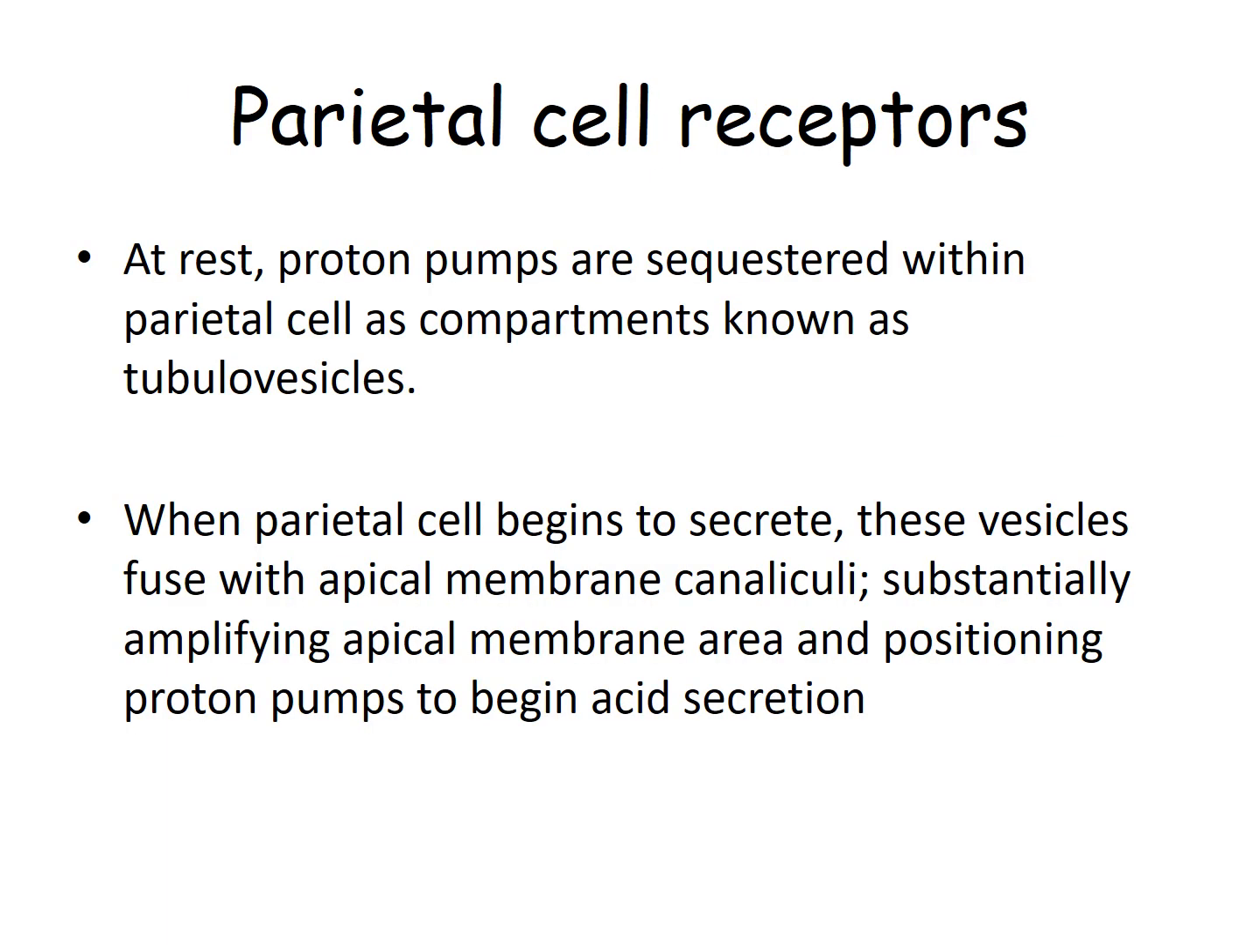At rest, proton pumps are sequestered within the parietal cells in a compartment known as tubulovesicles. When the parietal cells begin to secrete, the vesicles fuse to the apical membrane of the canaliculi, substantially amplifying the apical membrane area and positioning the proton pumps to begin acid secretion.